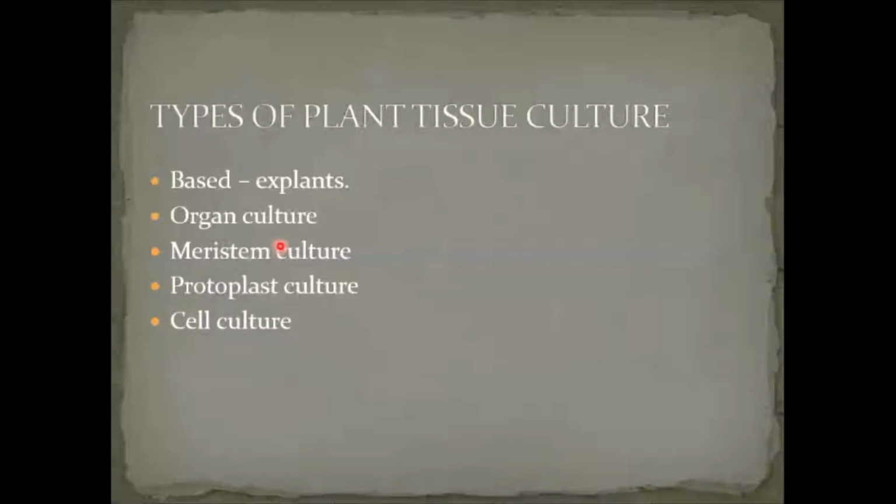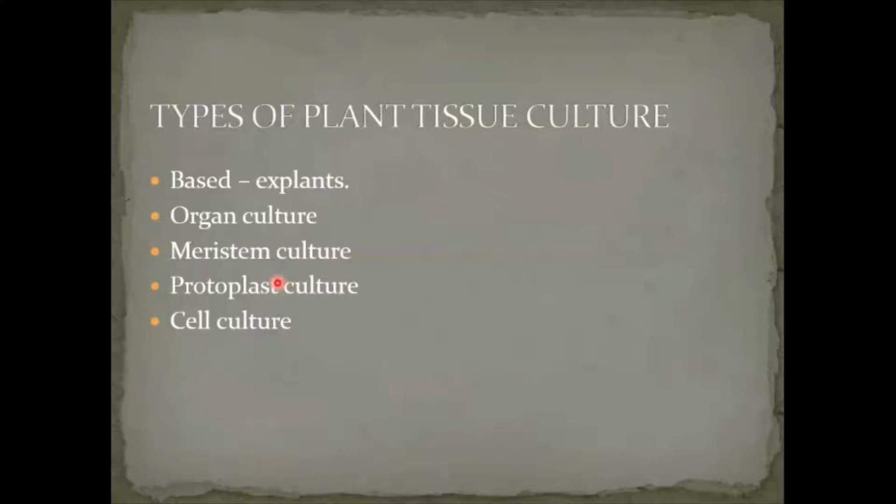So meristem is present in the shoot tip as well as in the branch tip. If you are using that for culture, it is called a meristem culture. And the next one is protoplast culture. Protoplast, we all know, is a cell without cell wall. So simply by removal of the cell wall, the remaining content, if you use it for a culture, that is called a protoplast culture.